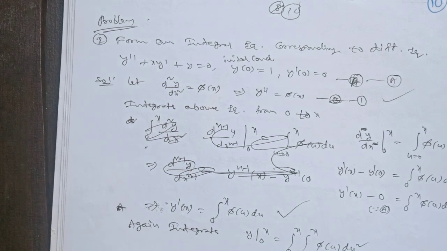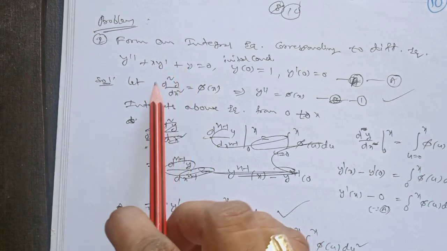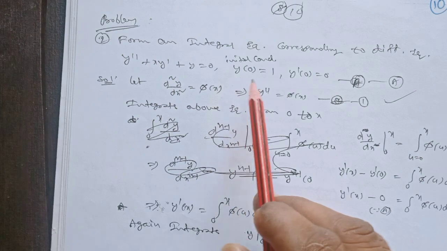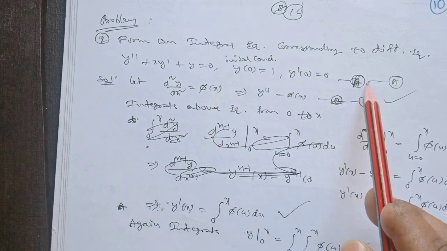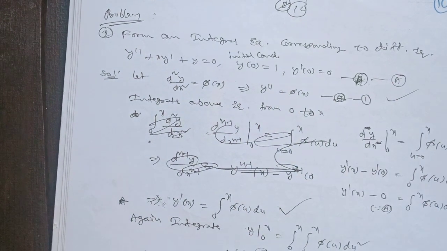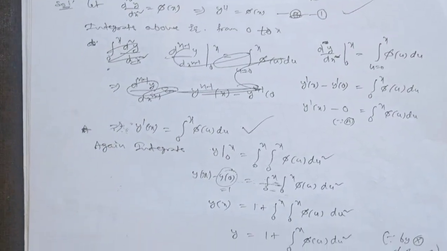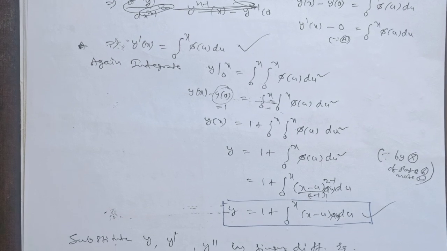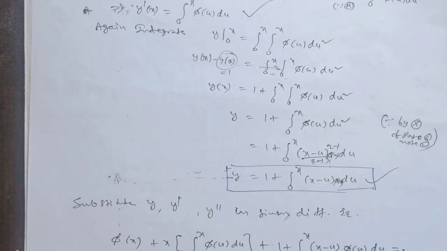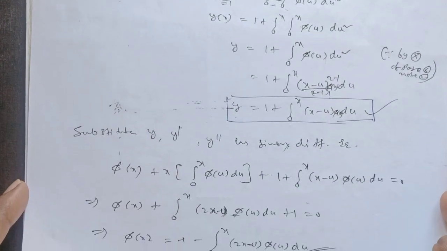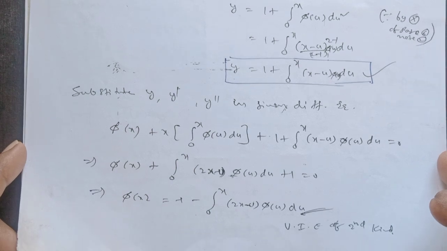Form an integral equation corresponding to the differential equation y double dash plus xy dash plus y is equal to 0. The initial conditions are this one, right? I am giving the solution here. Please find the complete solution of this equation. Due to time factor, I am not giving details. This is the same model problem. You may try yourself also.